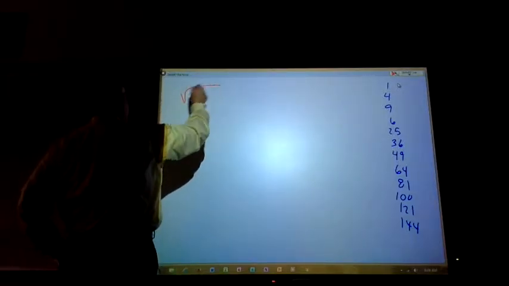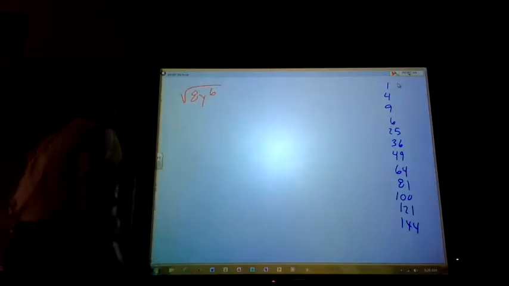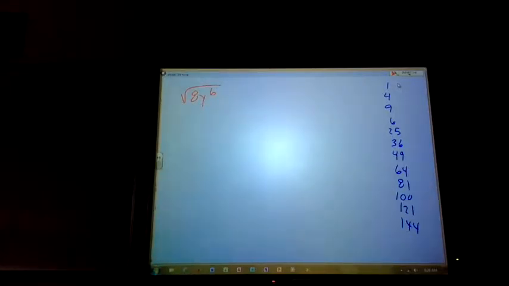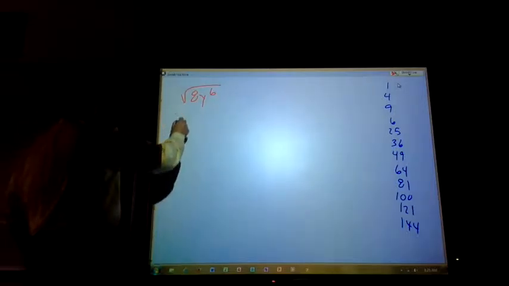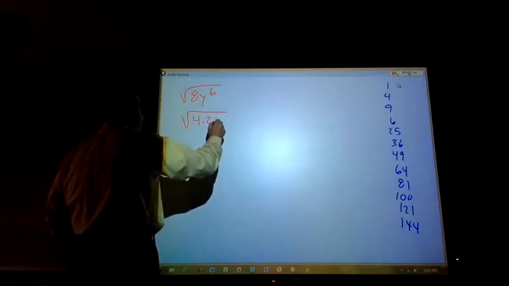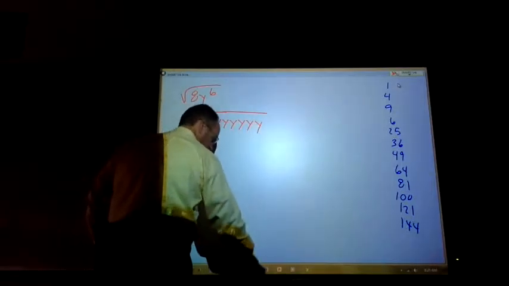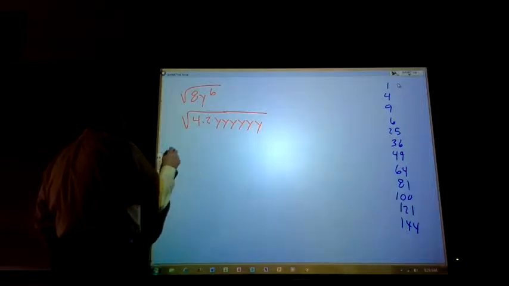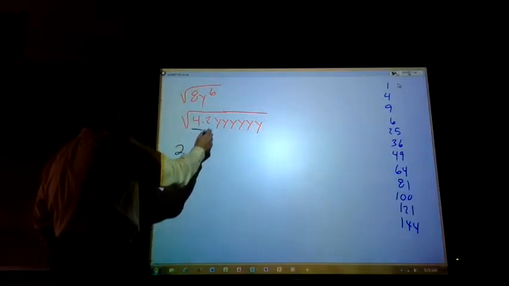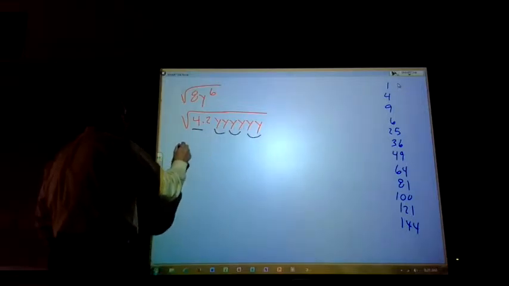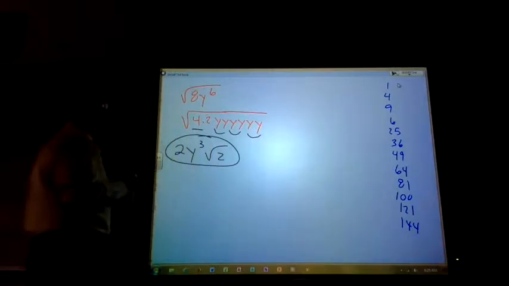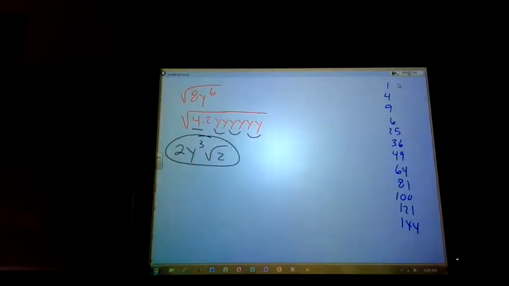8y to the 6th. That next one. Okay. Can I break 8 down to a perfect square times something else? Yes. Okay. What does it break down to? 4 and 2. And then, okay, so what's outside? 2. What's inside? Done. This is usually where you get the one kid going, isn't square root of 2 1 though? No. 1 times 1 is 1.